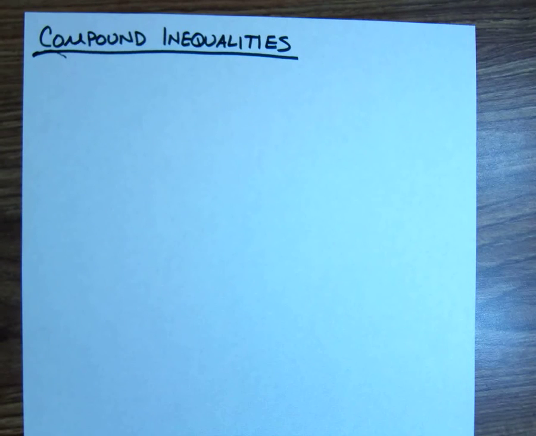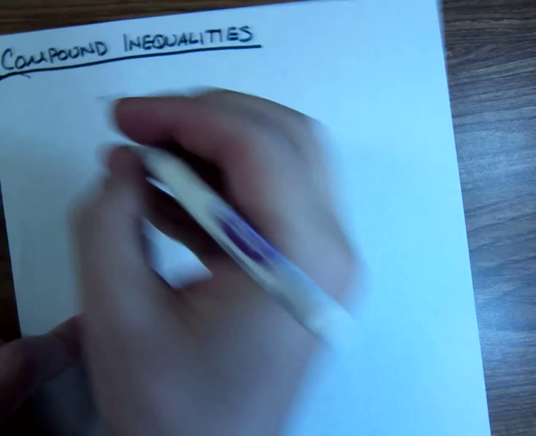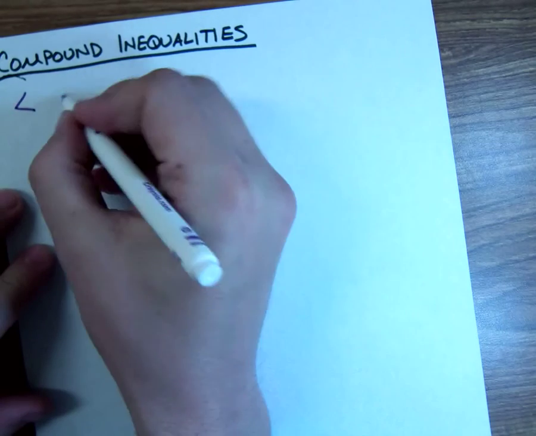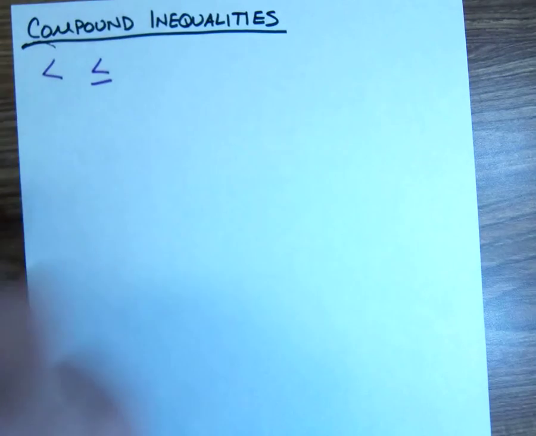So, before we jump into compound inequalities, what is an inequality? Something that is not equal. Yeah, it's not the equal sign. So when you talk about inequalities, you got a few options. There's that one and that one. What are those two called?